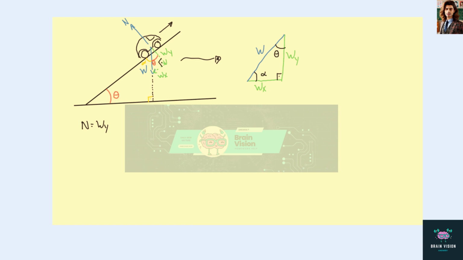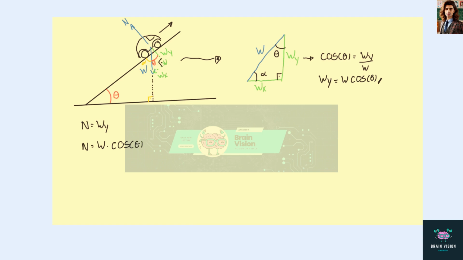So how can we relate Wy with W? We can use the cosine to do that. Why can we use the cosine? Because the cosine is equal to the adjacent side of the triangle, Wy, divided by the hypotenuse, which is equal to W. Then Wy is equal to W times the cosine of theta. Therefore, the normal force is equal to the weight force times the cosine of theta.